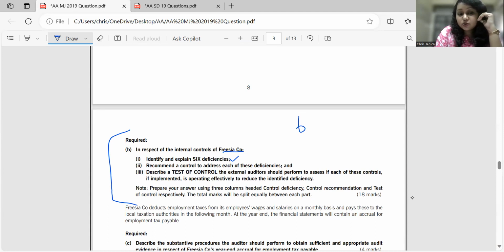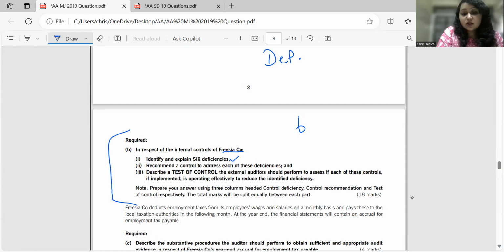Recommend a control to address each of these deficiencies and describe a test of control the external auditors should perform to assess if each of these controls, if implemented, is operating effectively to reduce the identified deficiency, right? Now, you have to find out 6 deficiencies. And now what are your requirements? You have to find out a deficiency.